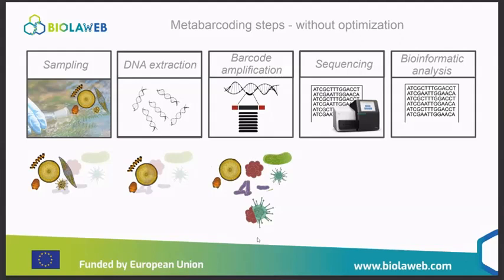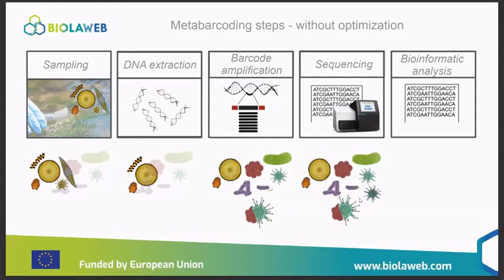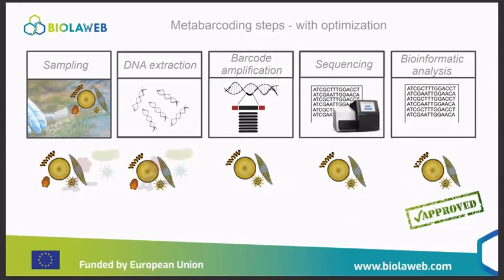It is also at these steps that you will produce chimeras that are not real sequences. Then during the sequencing, you make some sequencing errors. And if you don't deal with that in your bioinformatic analysis, you will end with reads that are not representative of what you wanted at the beginning. So it's really important to optimize all your steps to be sure that you have reliable results at the end, even if you don't have 100% of the phytoplankton community.